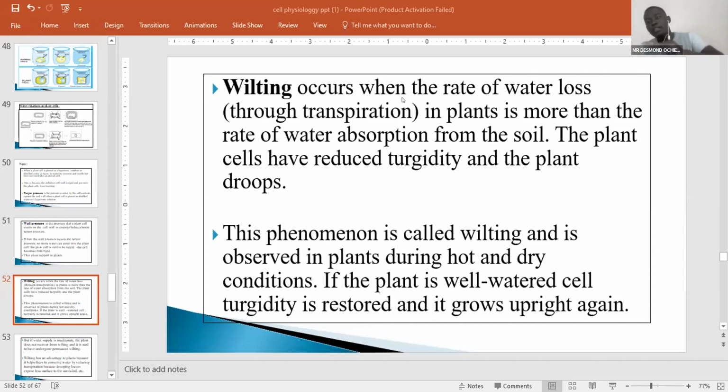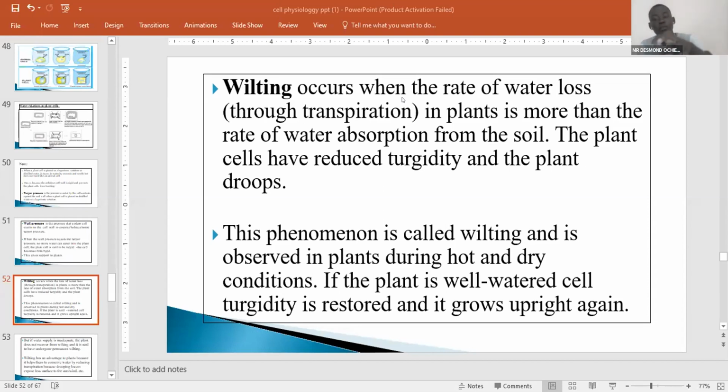The rate of transpiration is usually very high during the day, especially on hot and dry days. When there are hot and dry conditions, the rate of transpiration is very, very high. So it gets to a point where the amount of water that is lost becomes more than the amount of water that is absorbed by the plants. Because of that, the plant cells become flaccid.